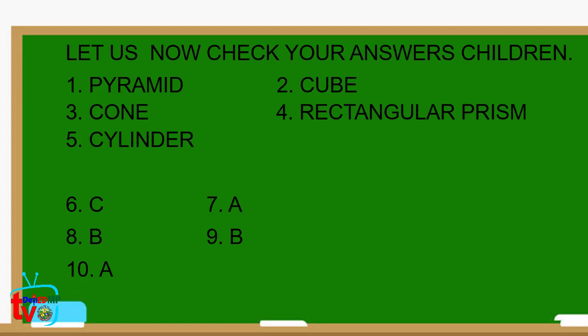Finished answering? Let us now check your answers, children. Number 1, pyramid. Number 2, it's a cube. Number 3 is a cone. Number 4, it's a rectangular prism. And number 5, it's a cylinder.